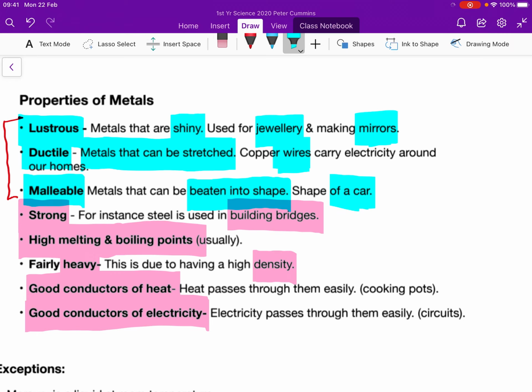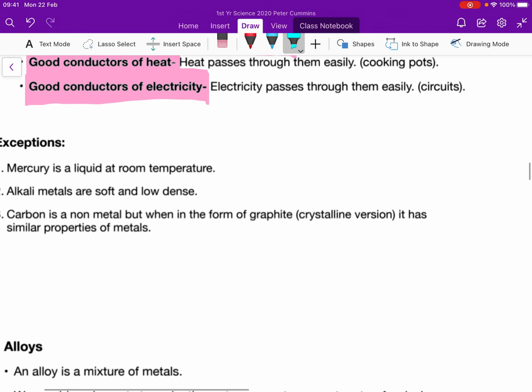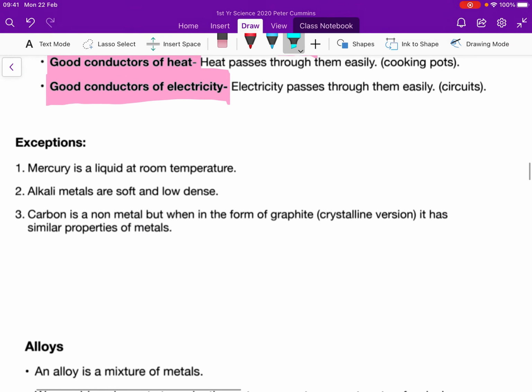So your ones you're going to know, things like strong, high melting point, good conductors of heat and electricity. You might know from just from using metals, but these fancy words you got to learn: lustrous, ductile, and malleable. Okay, so shiny, stretchy, and you can beat it into shape. They're your 3 words.